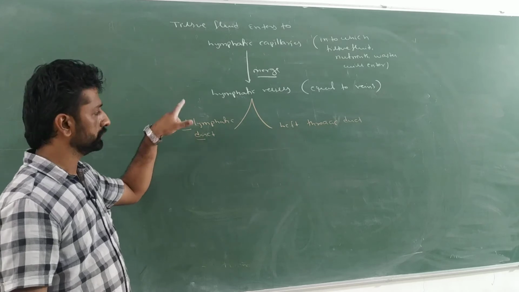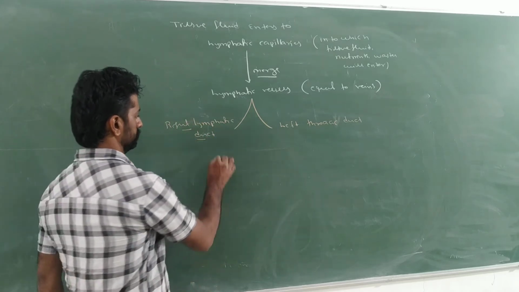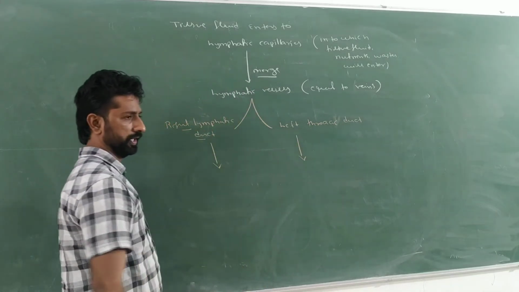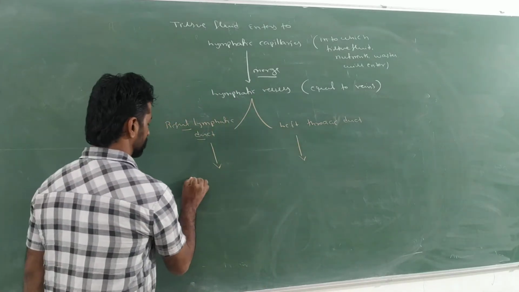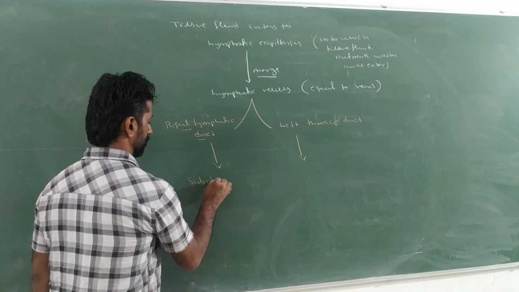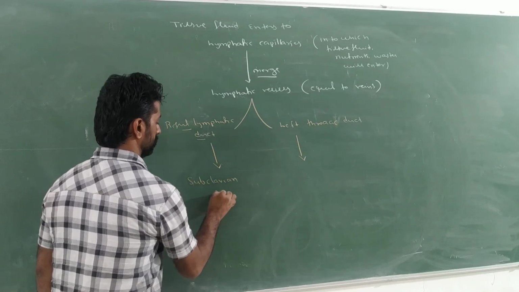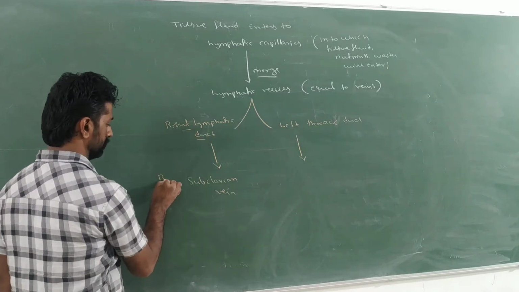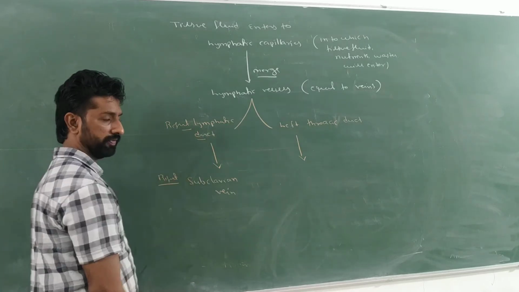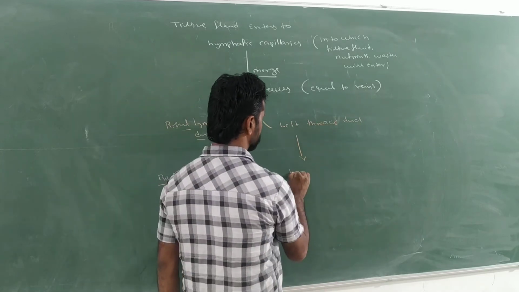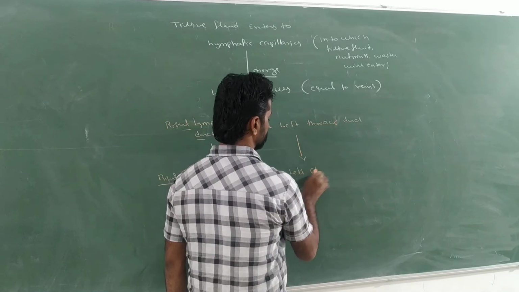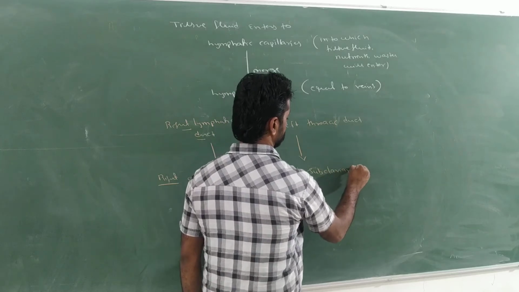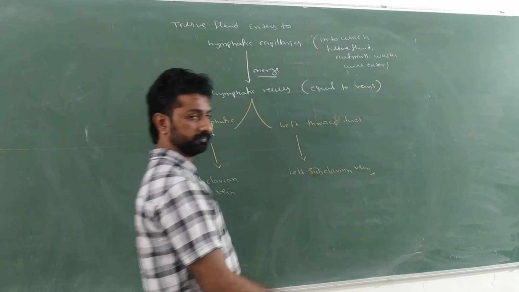Further, these ducts open into, or they pour into, the subclavian vein. The right one opens into the right subclavian vein, and the left one opens into the left subclavian vein.